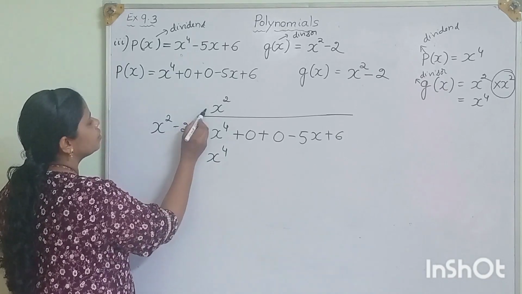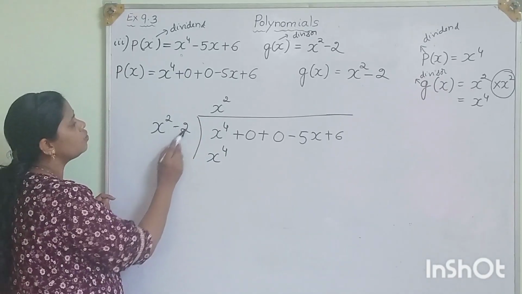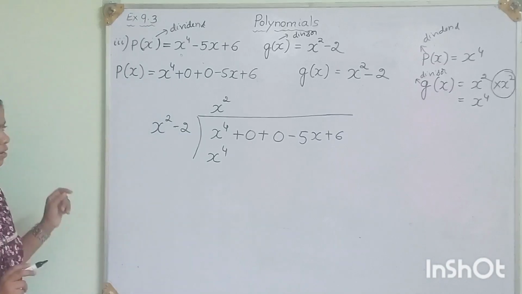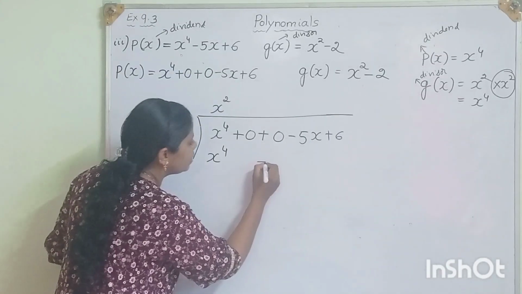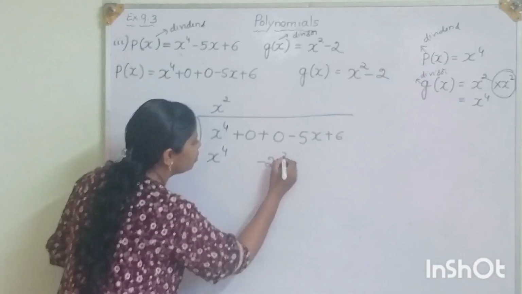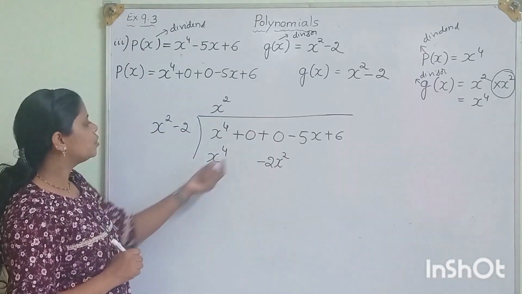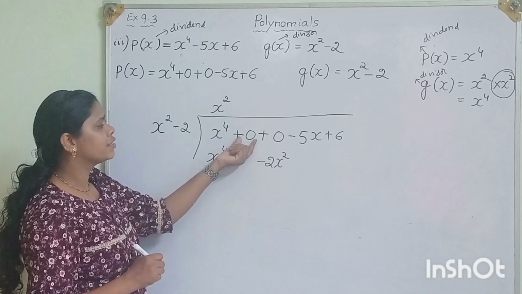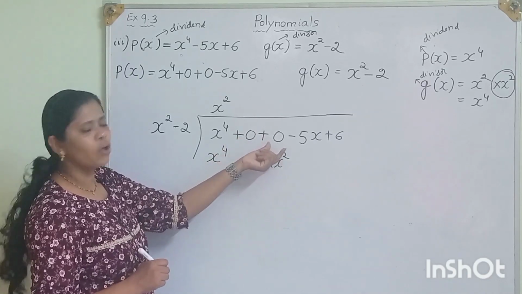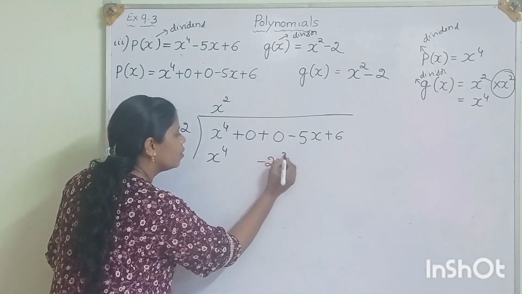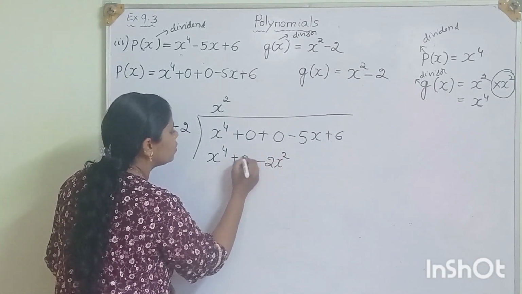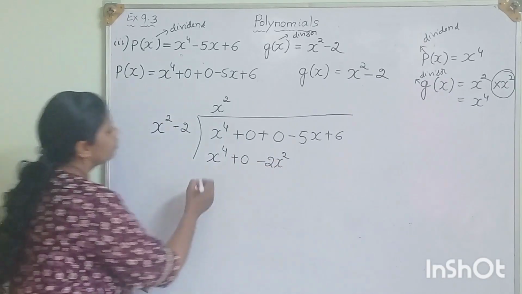Minus into plus is minus. 2 into x square is 2x square. Minus 2x square, let me write here, because this is the place of x cube and this is the place of x square. So I have written here. Then simply write plus 0 here. No problem.